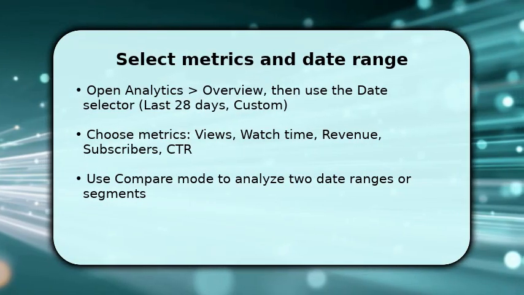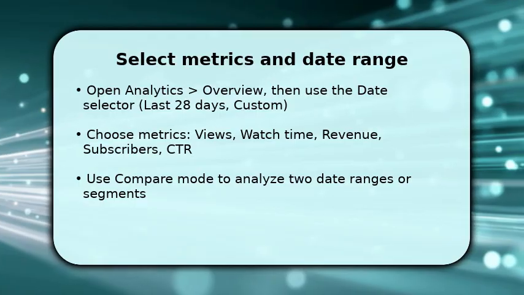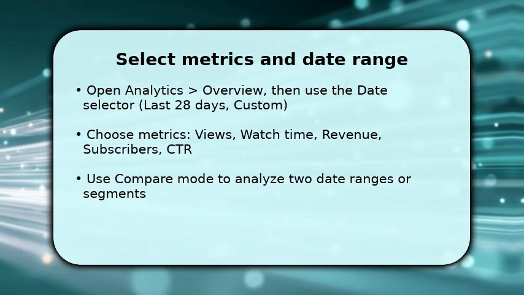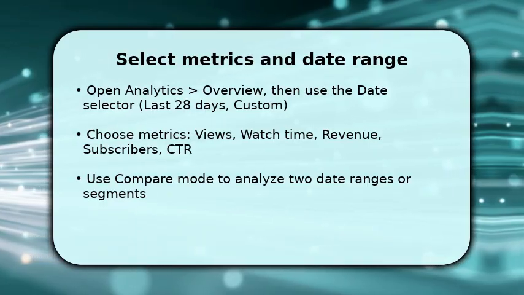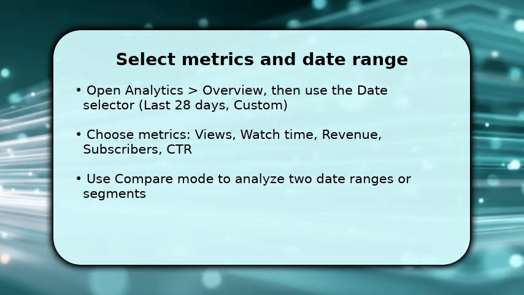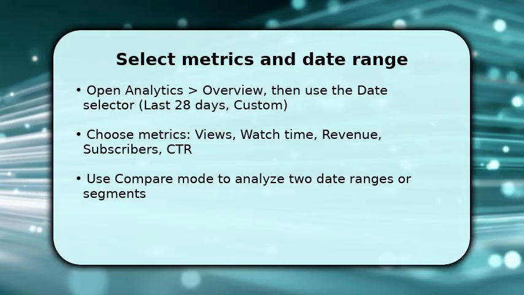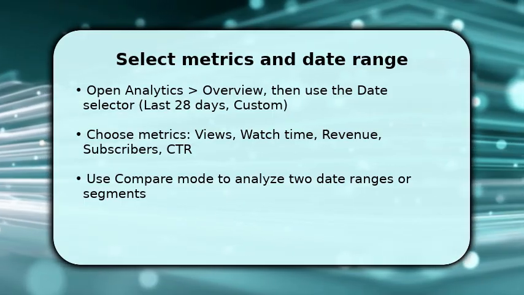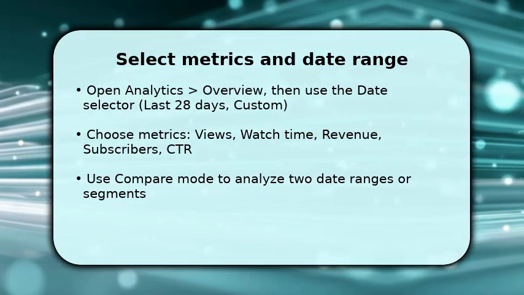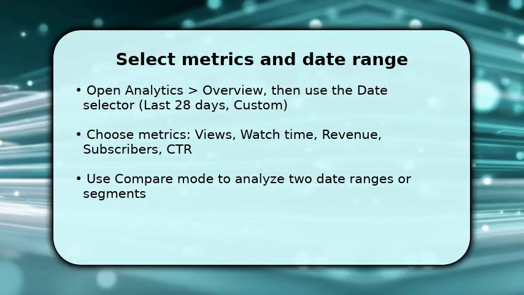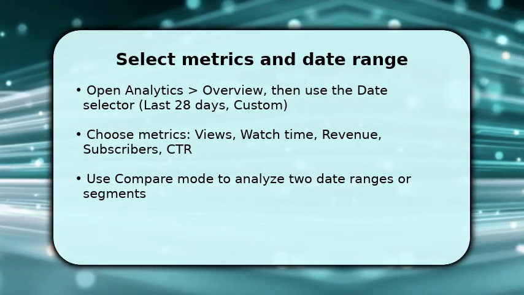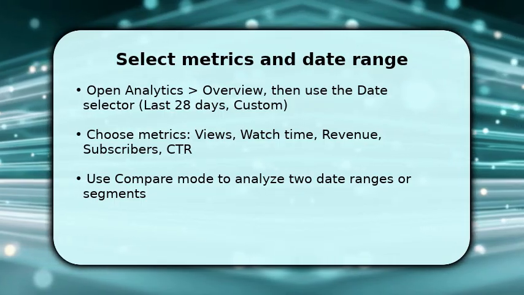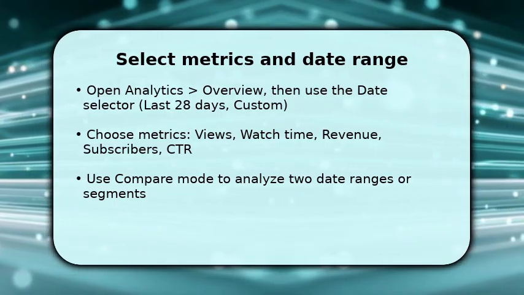Once in Analytics, click Overview and set the date selector to a preset like last 28 days or pick a custom range to focus your report. Next, choose the key metrics you need: views, watch time, average view duration, subscribers, and revenue if monetized, because each metric answers different questions about performance. Make sure to use Compare Mode to see changes versus a prior period and apply filters for content type, geography, or traffic source to isolate causes behind trends.